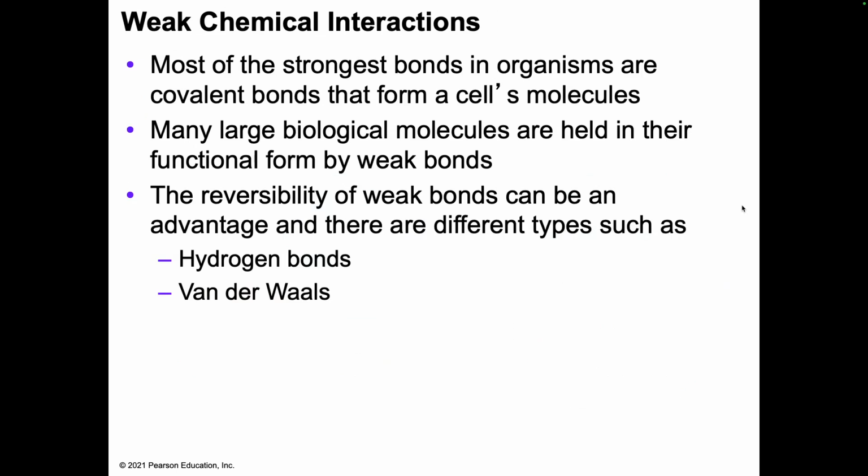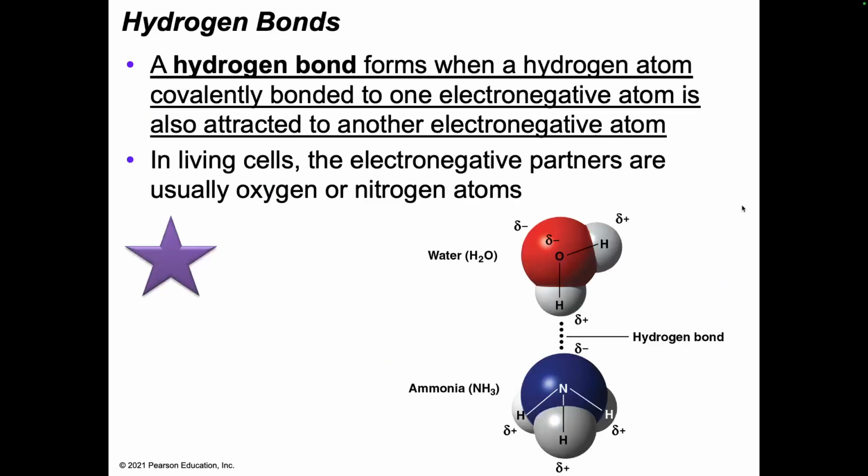Weak chemical interactions. Most of the strongest bonds in organisms are covalent bonds that form a cell's molecules. Many large biological molecules are held in their functional form by weak bonds, and you have two types: hydrogen bonds and van der Waals. A hydrogen bond forms when a hydrogen atom covalently bonded to one electronegative atom is also attracted to another electronegative atom. In living cells, the electronegative partners are usually oxygen or nitrogen atoms.